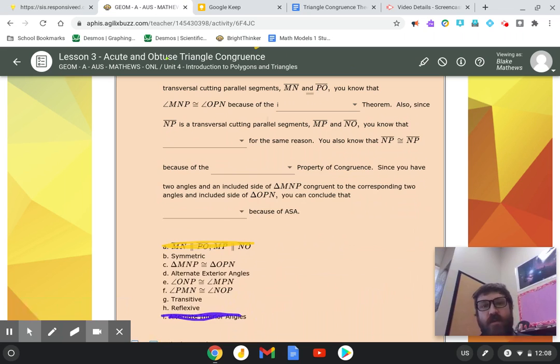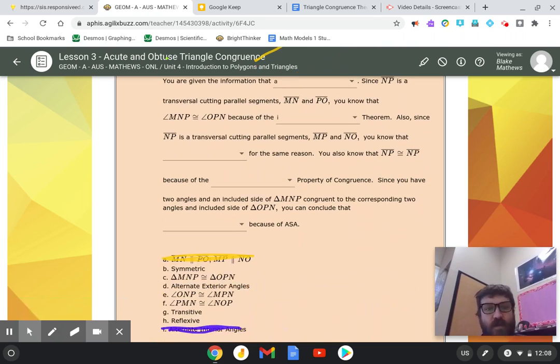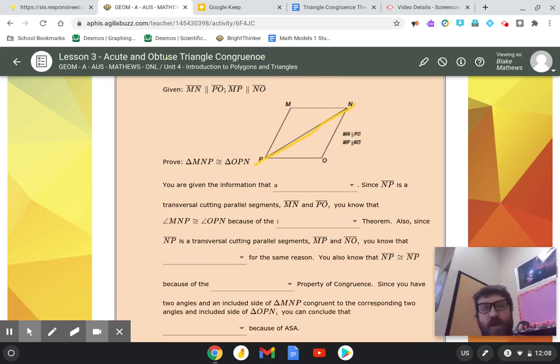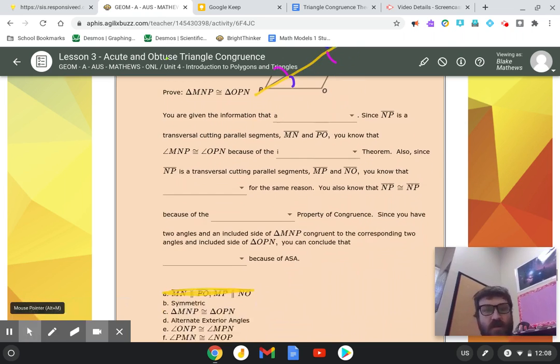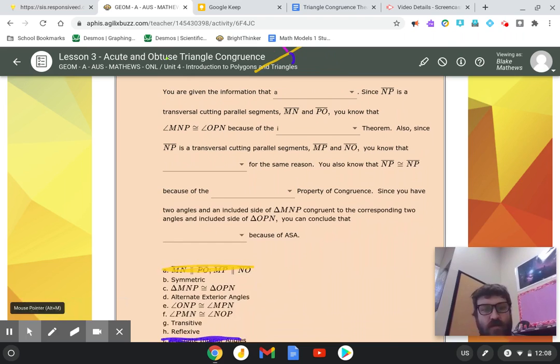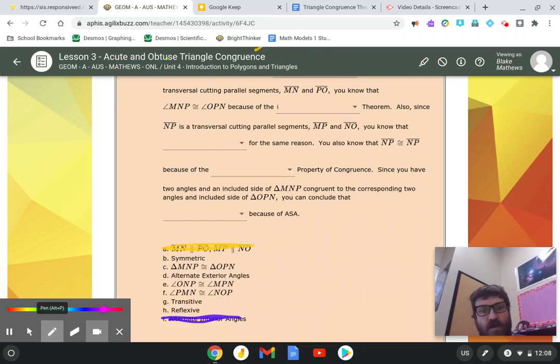Also, since NP is a transversal cutting parallel segments, you know that blank is congruent for the same reasons. So where's the other pair of alternate interior angles? Well, we already did this pair right here. We did MNP and OPN. Well, what about this other one? What about these pair? So that's the other pair of angles. So we have MPN and ONP. So that's going to be right here, answer choice E.